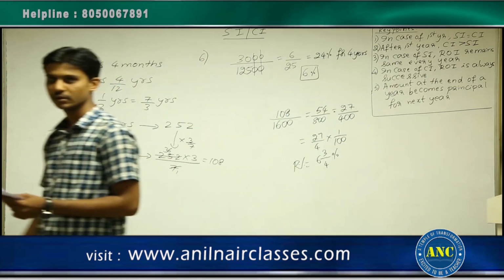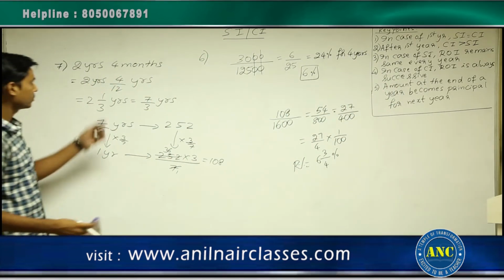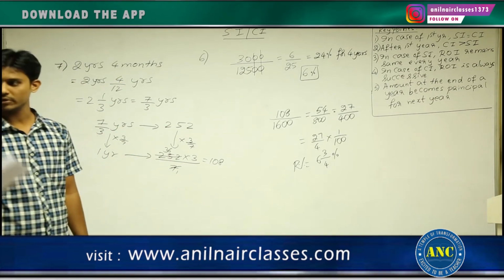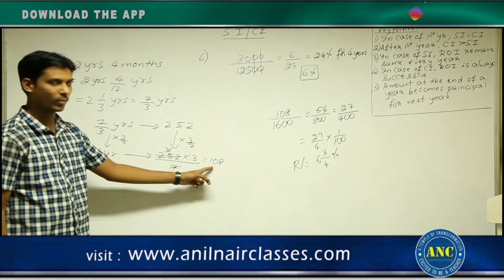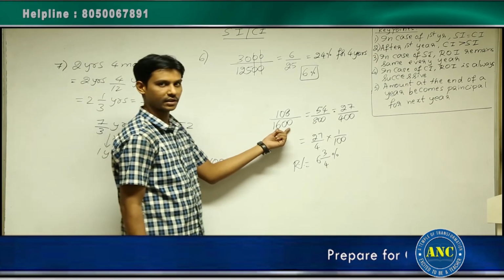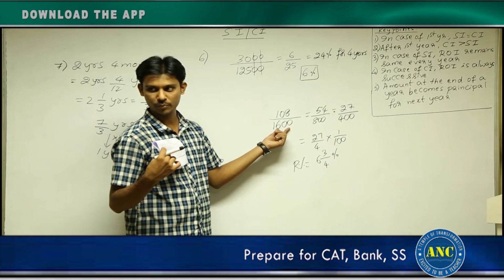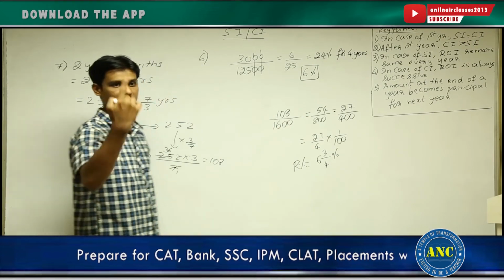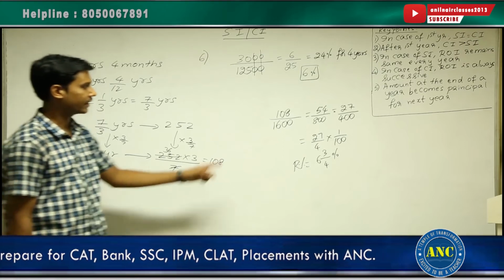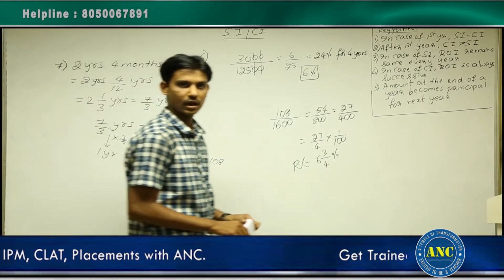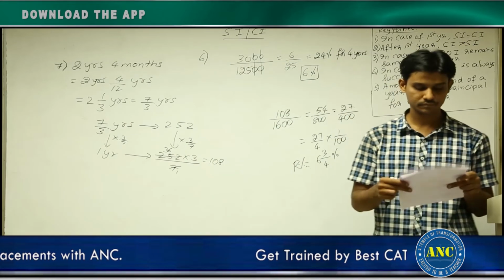Understanding the approach? For 2 years and 4 months, the interest is 252. Extra amount I am giving you is 252. For 1 year, how much am I giving you? Calculate. It is 108 rupees. Initially 1600. I took 1600 from you. I am giving you an extra of 108. Upon 1600 there is an increase of 108. So 108 by 1600. Calculate the value, you will get that. Understanding the approach, everyone?